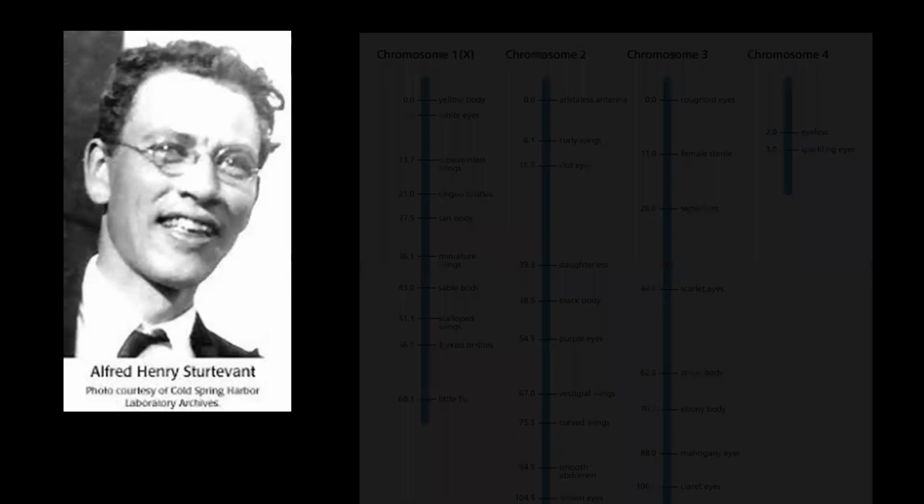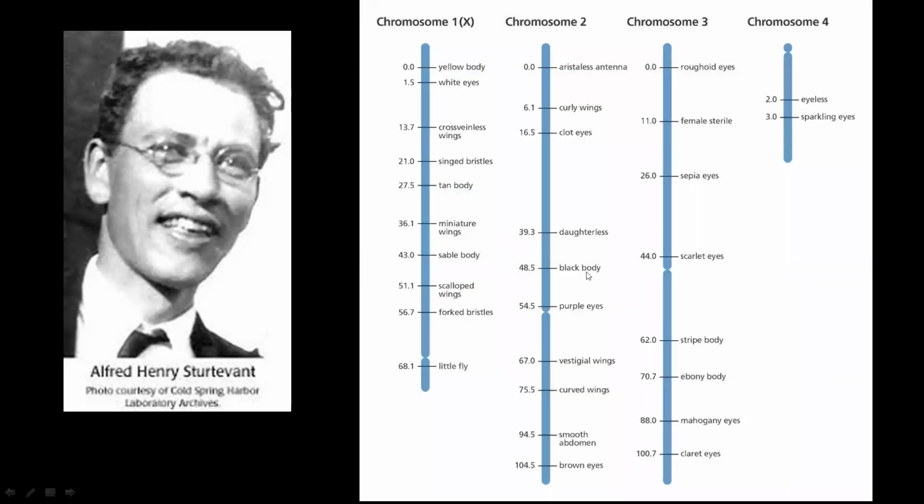So this person called Alfred Henry Sturtevant was a student of Thomas Hunt Morgan. There are 4 chromosomes in Drosophila. He did the mapping of the chromosome based on the frequency of recombination. Mapping means he arranged the genes on the chromosome: yellow body, white eye, female sterile, sepia eyes, scarlet eyes, black body, purple eyes.